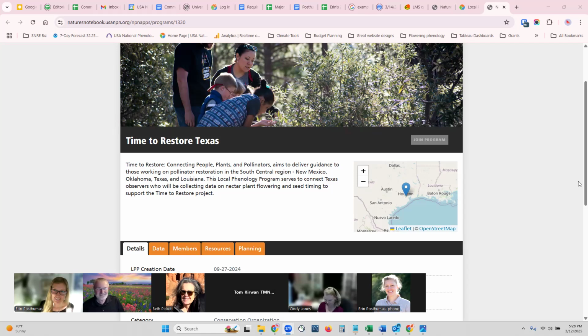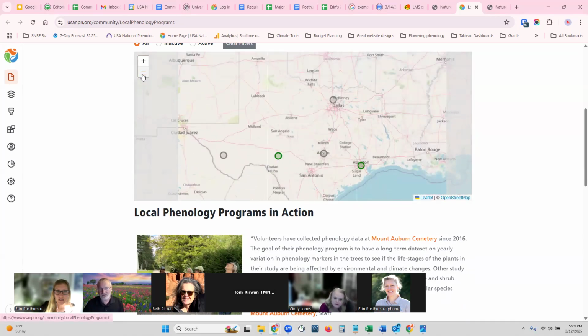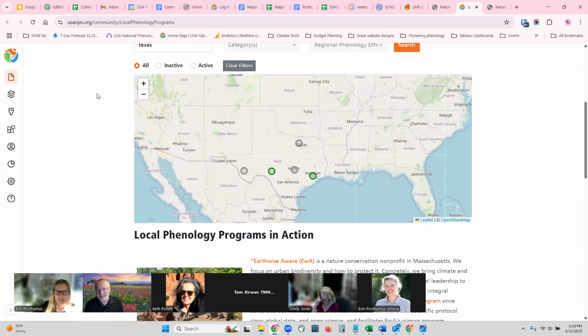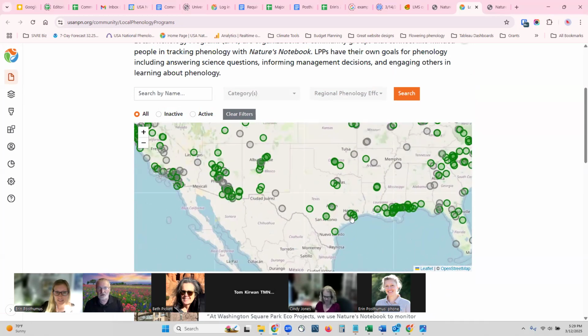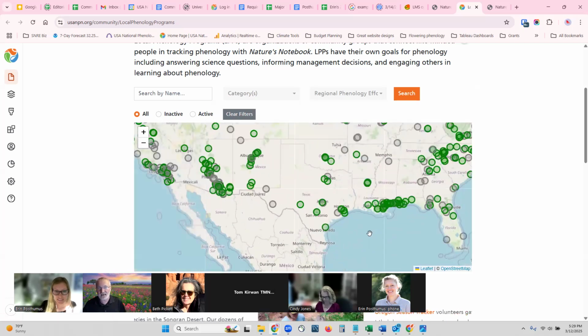And just so everyone knows, we should start to see a lot more local phonology programs popping up around the state. I know a number of Master Naturalist chapters are going ahead with setting up their LPP, their local phonology program, and then adding their native garden sites under that umbrella so that they can administratively follow them as volunteers come in to collect phonological data at each one of those sites. So start to frequently go back to that list and look, because you may see one that pops up very close to your home and you may want to join that effort. We'd love to have you.